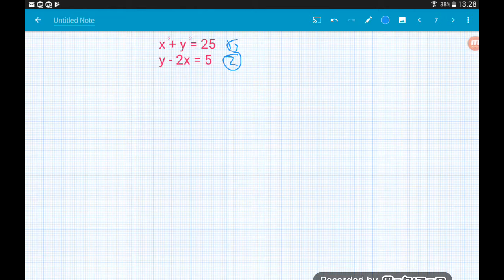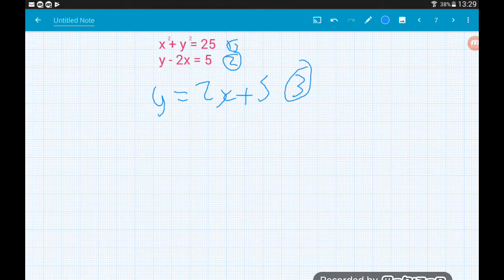And what we need to do is get an equation for one of the letters in terms of the other. So I would go for adding the 2x, and then that would give us y equals 2x plus 5. Now I'm going to call that equation 3. So now we know what y is in terms of x. y is equal to 2x plus 5. 2x plus 5 is equal to y.